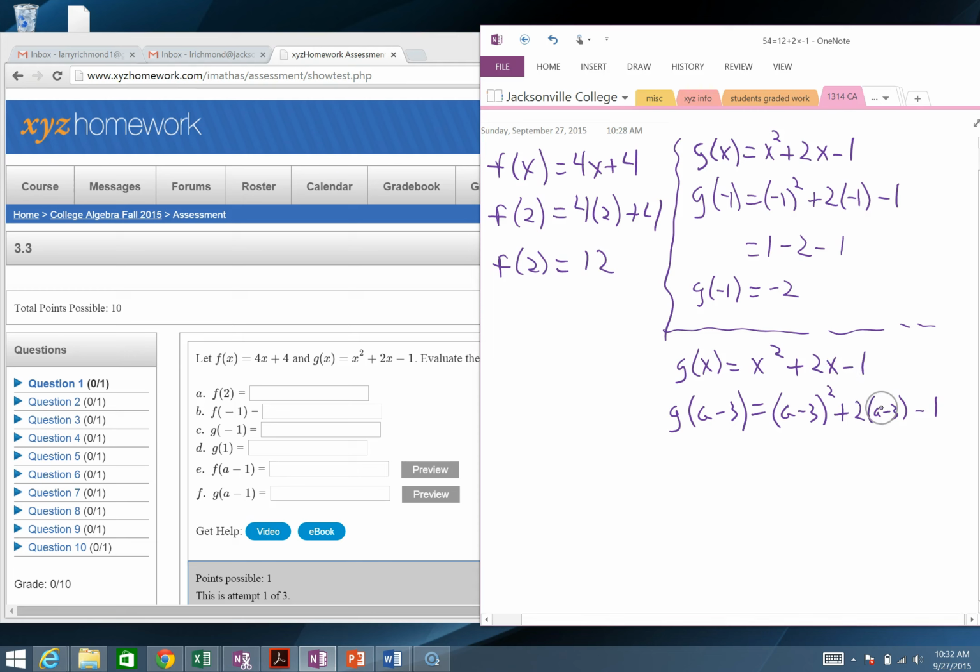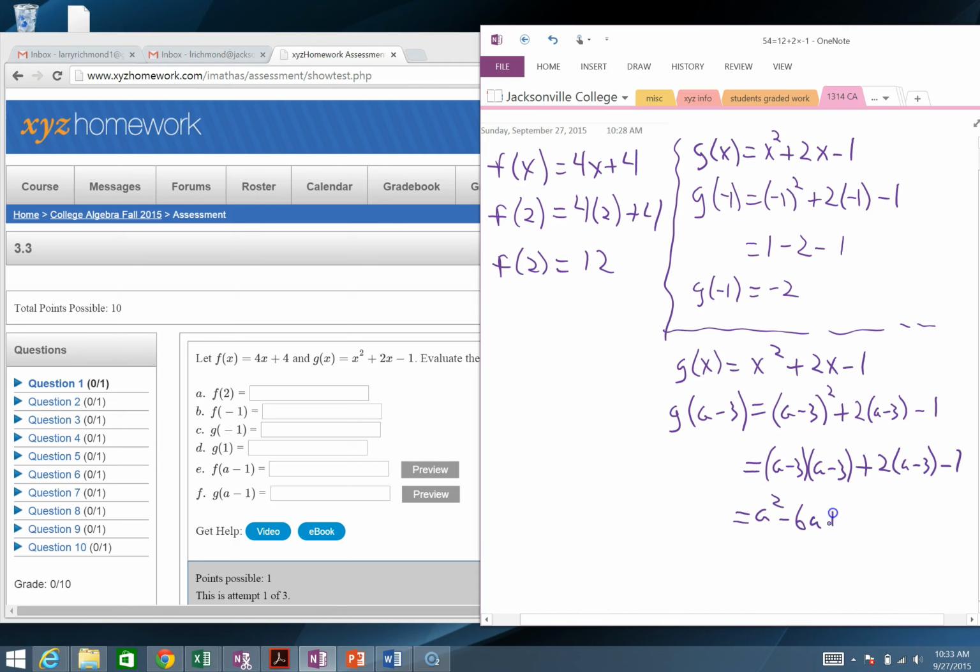I simply replaced the expression a minus 3 every place there's an x. There and there. Now I can simplify this right side. Remember, a minus 3 squared means a minus 3 times a minus 3, plus 2 times a minus 3, minus 1. Multiplying this out, a times a is a squared. A times minus 3 is a minus 3a. Negative 3 times a is a negative 3a. Adding is a negative 6a.